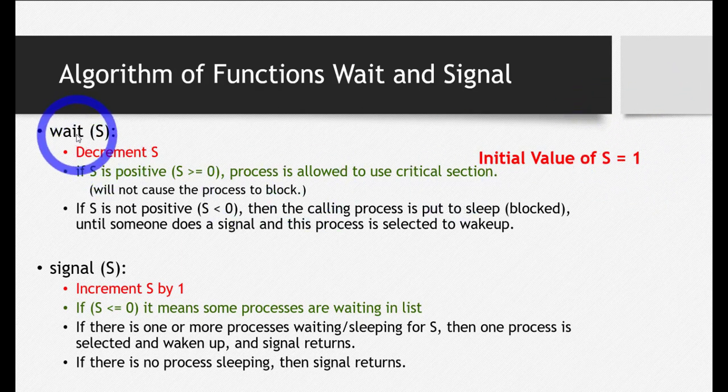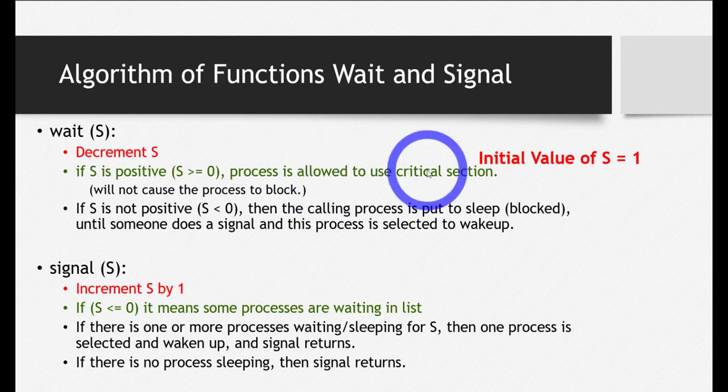The wait function actually decrements the value of semaphore. So it decreases the value by 1, by one integer number. And after decrementing the value of the semaphore variable, this function checks whether this semaphore value is positive or not. So if it is positive or equals to 0, the process is allowed to use the critical section. So in this case only, the process is allowed to enter it, and it is not blocked.